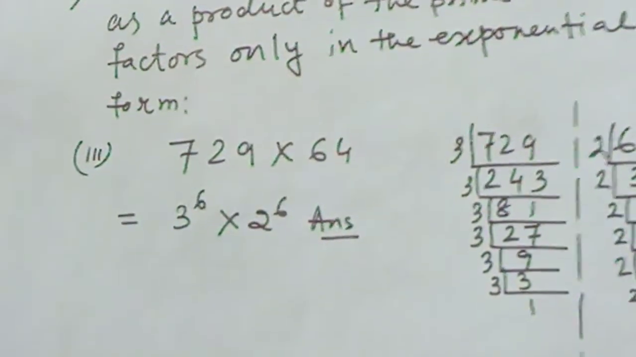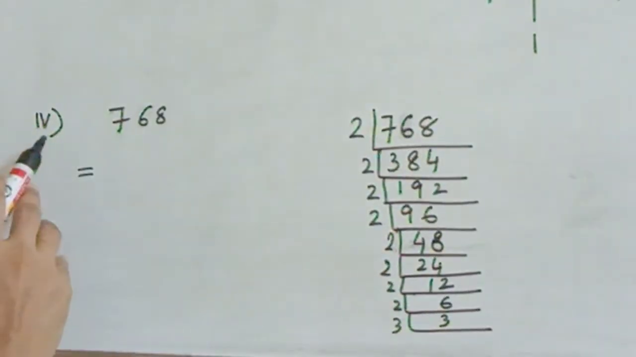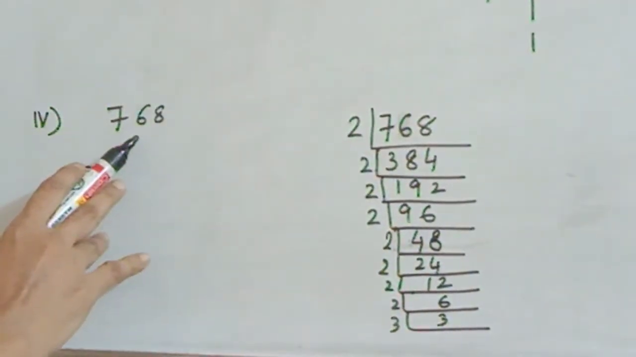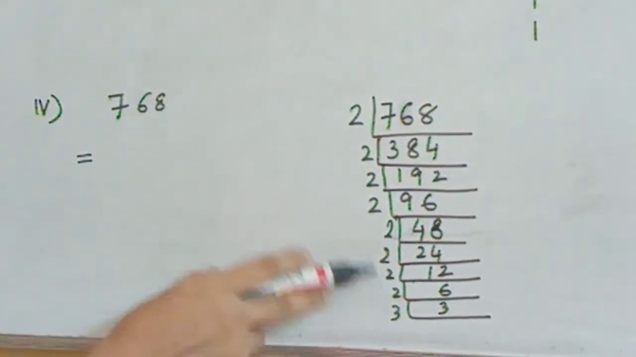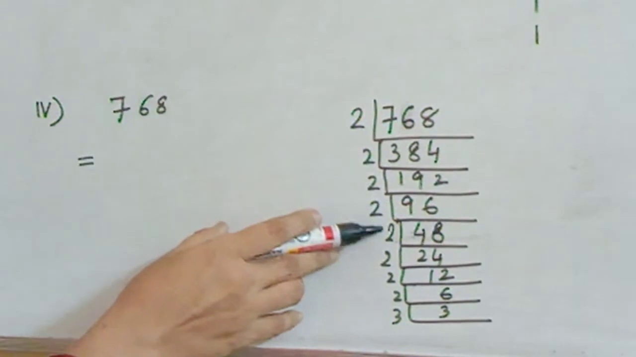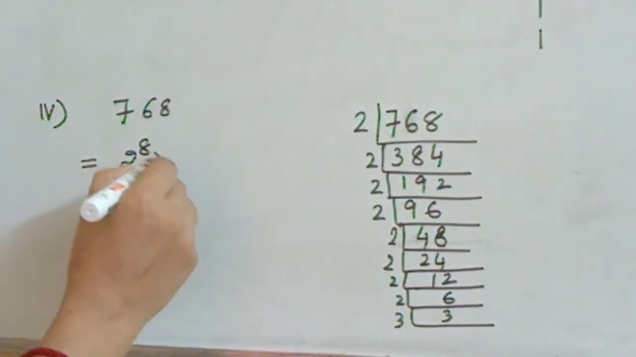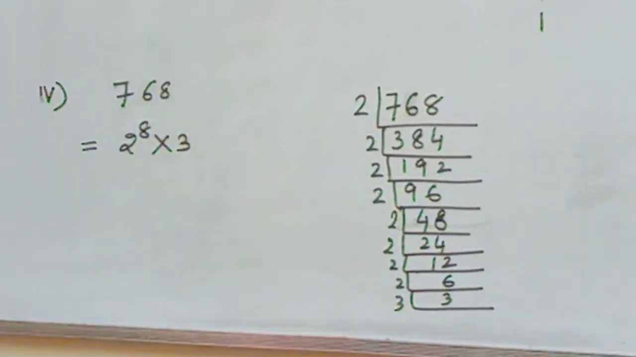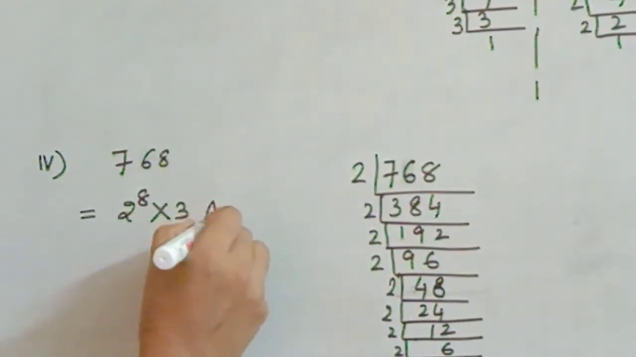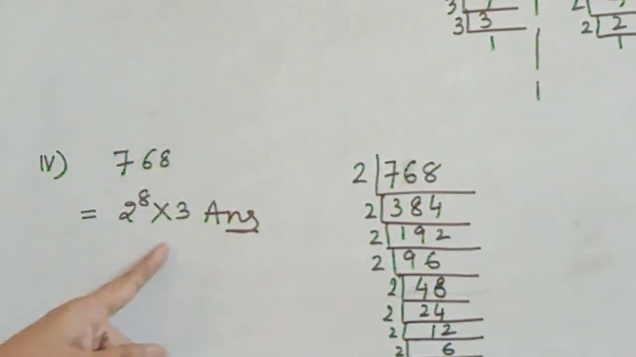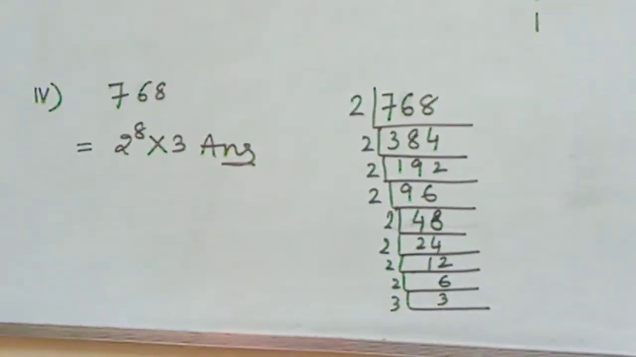Next sum is 768. Now the next question is 768. Find the prime factorization of 768. You can see that 2 to the power 8 into 3. So this is the answer of this sum, 2 to the power 8 into 3. You have to show the prime factorization on this side.